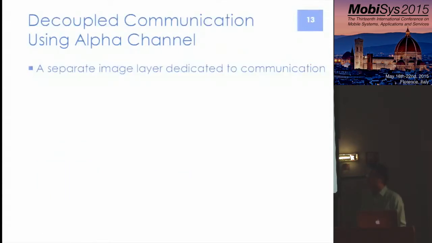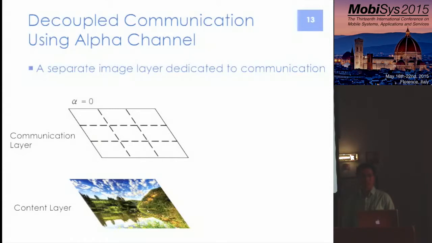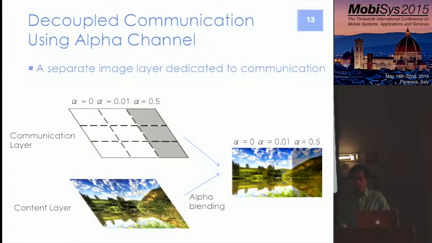In addition, to support any screen content, we create a separate image layer dedicated to communication on top of the content layer. By default, this communication layer is black and fully transparent. When we encode data, we just modify the transparency of the image layer and use alpha blending on the GPU to combine the two image layers. Alpha blending is a mature GPU feature that can combine an image with a background to create the appearance of partial or full transparency. In this example, we set three alpha values on the communication layer, and you can see a higher alpha value gives a darker appearance of the final look. So we do not directly modify the screen content pixel color, but achieve the same visual effect.